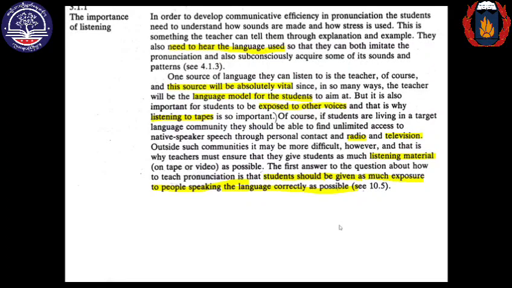Radio and television. Listening to tapes. Yeah, we should listen to tape, radio, television. In fact, this book is out of date. Nowadays, do we listen to tape? No. Instead, what can we listen to?